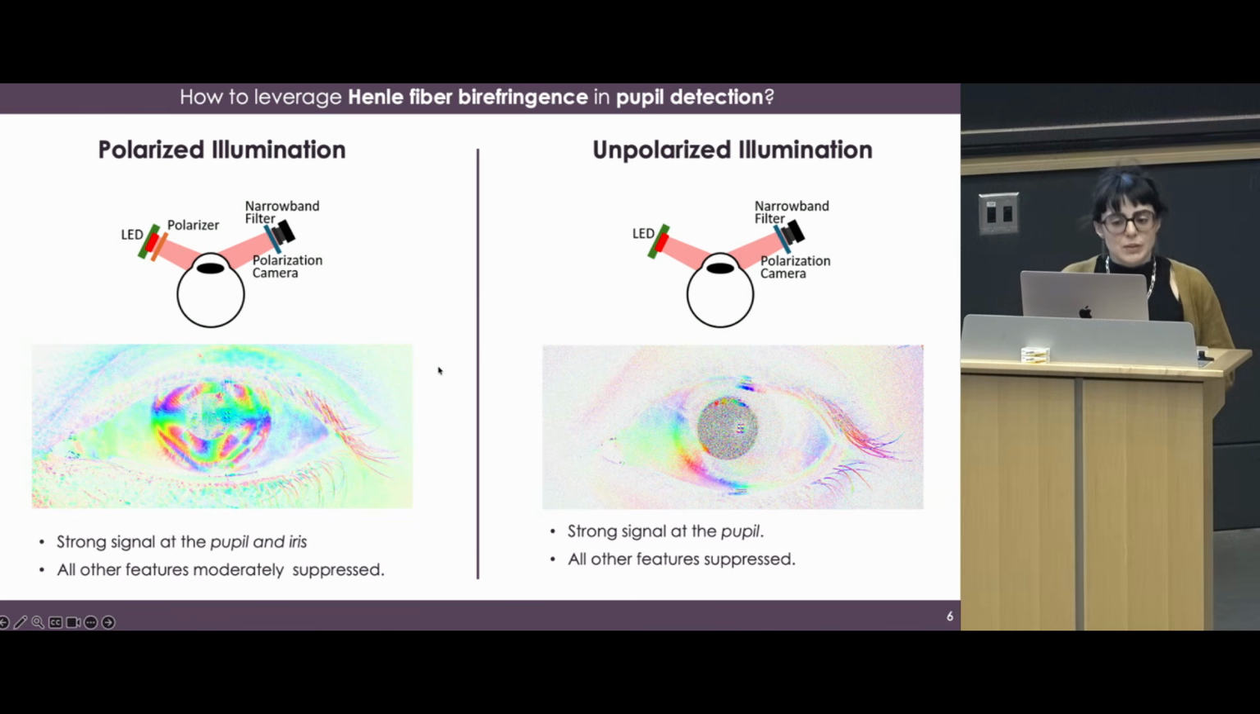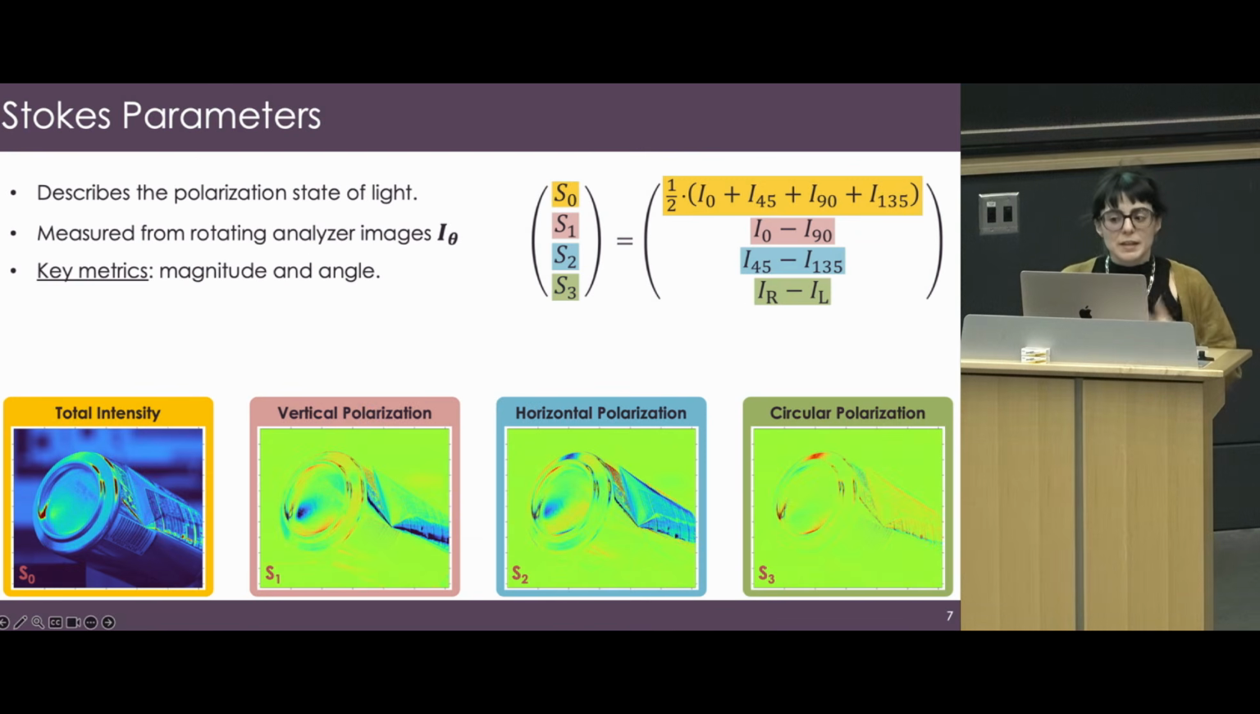Counterintuitively, using unpolarized illumination gives you a very good, dense signal at the pupil, while everything else is suppressed. And that left me with a question: why is this the case? Typically, if you want to strengthen polarized signal, you just throw polarized illumination at it. So before we can answer that question, I think we have to go back to the basics.